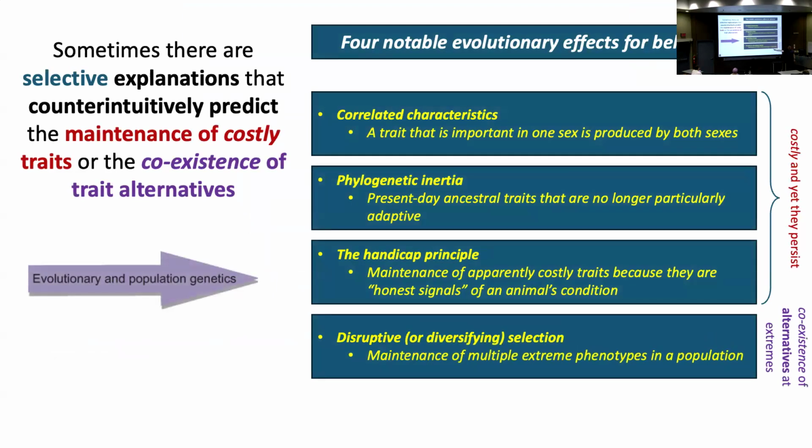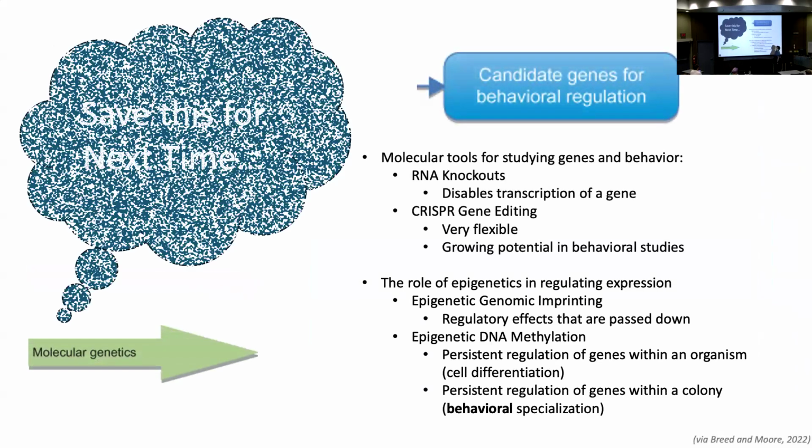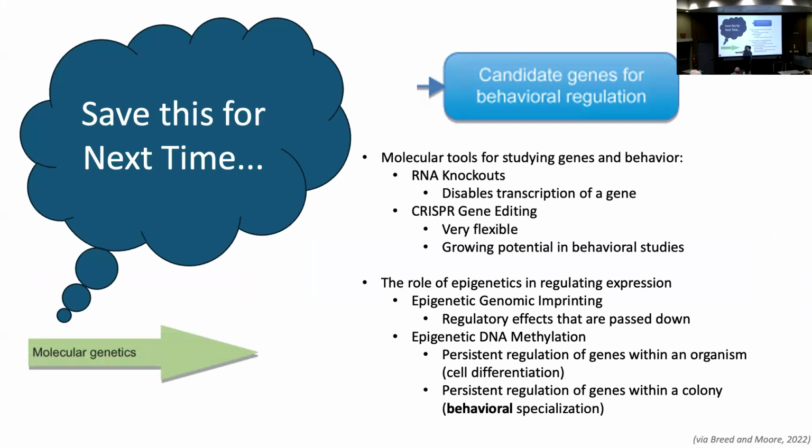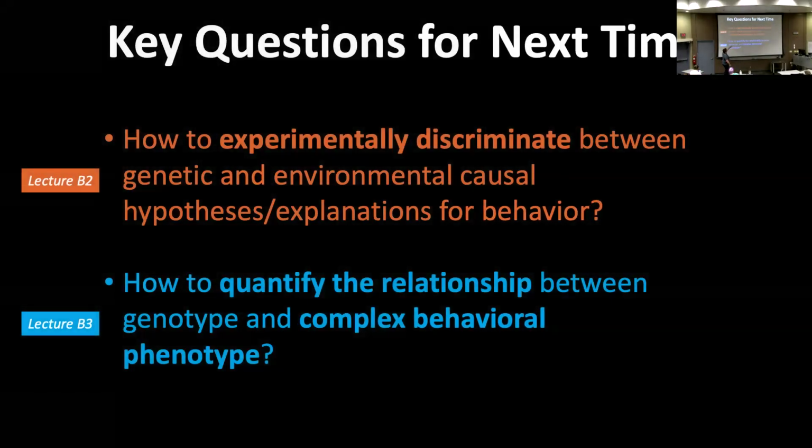So any questions about these four examples of counterintuitive ways that selection can maintain costly things in the environment? All right, and then the last one, which we'll talk more about next time, is molecular genetics. So this is a more modern way to talk about behavioral ecology. So the next two lectures, it's all about separating environment from genotype, G by E, these two things together. So the next one, we're talking about how to experimentally discriminate between genetic and environment, and then how to quantify the relationship between genotype and complex behavioral phenotype. It's all about G by E.